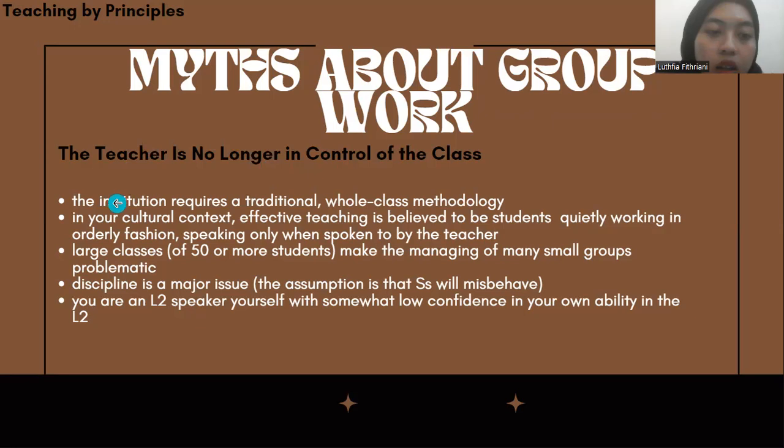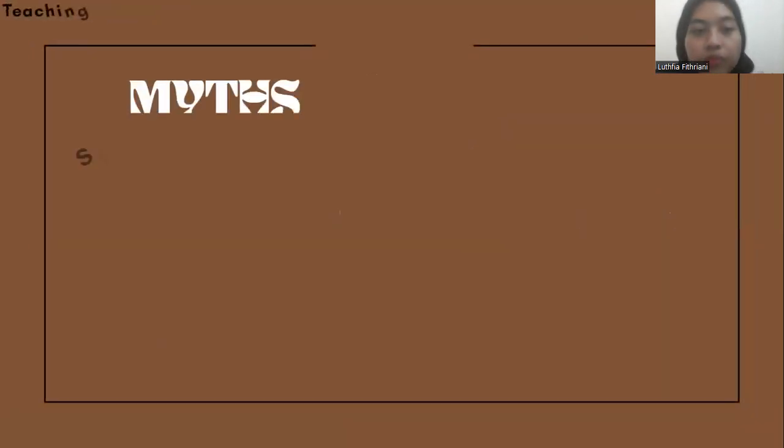The second, in the cultural context, effective teaching is believed to be students quietly working in orderly fashion, speaking only when spoken to by the teacher. The third, large classes make the managing of many small groups problematic. The fourth, discipline is a major issue. The fifth, you are an L2 speaker yourself with low confidence in your own ability in the L2.